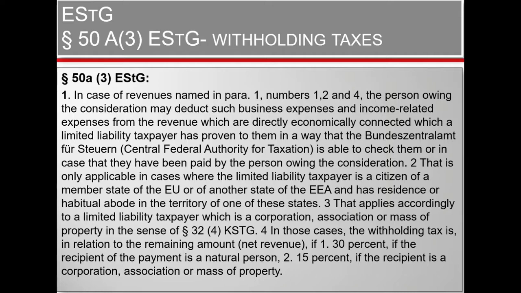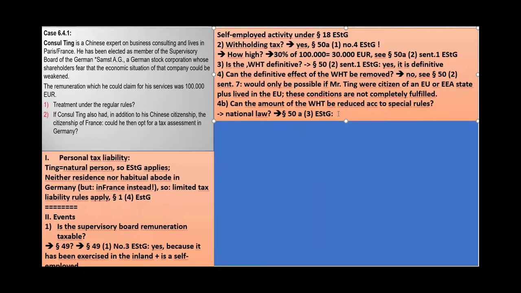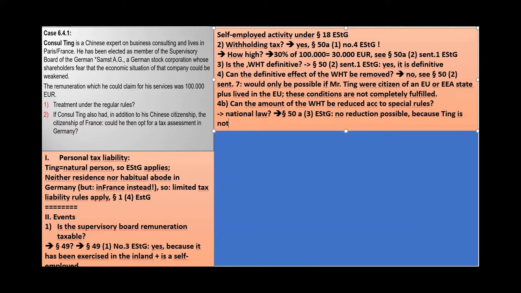We know there is no reduction possible, at least under national law, because I just tell you now there is no other basis for a reduction which could be claimed under ESDG or KSDG rules. Just take it from me. So 50A3, no reduction possible because Ting is not a citizen of the state of the EU or of the EEA.